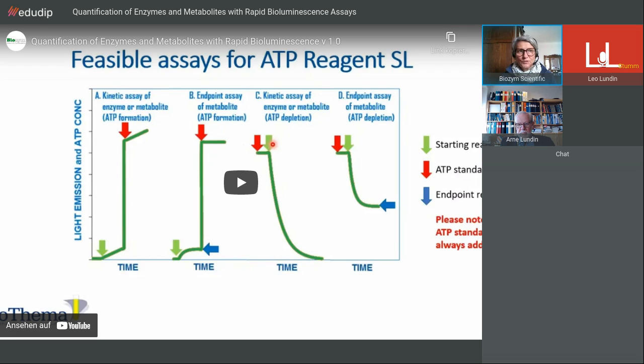I'm very happy that Dr. Arne Lundin from BioThema is with us today. He will give us insights into the quantification of enzymes and metabolites with rapid bioluminescence assays.